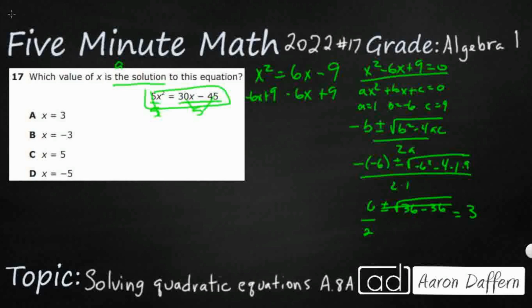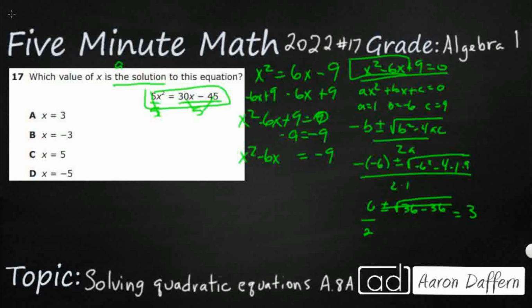So let's see if this works if I were to complete the square, okay? So completing the square looks like this. I'm going to go back to this right here. x squared minus 6x plus 9 equals 0. This actually works if you've got that c over on the other side. So I'm going to say x squared minus 6x equals negative 9.